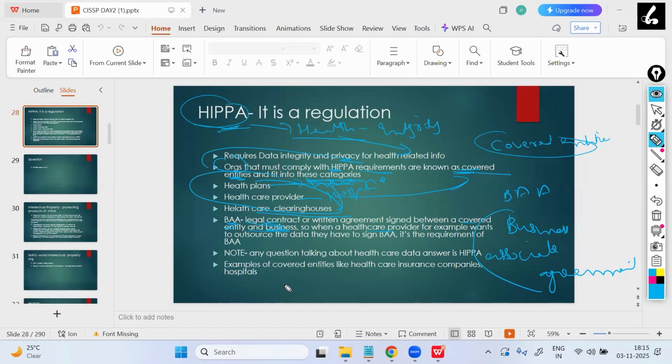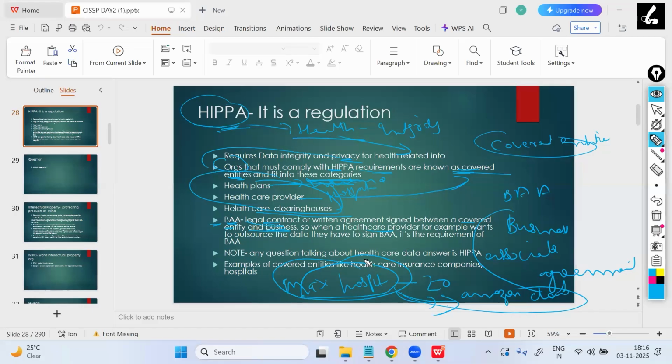So I am a healthcare provider. Let's suppose I am Max Hospital. Let's suppose I run a chain of 20 hospitals under Max Hospital. Now I want to outsource my data to Amazon Cloud. I will keep all my data on the Amazon Cloud. To do that, I have to sign a BAA. It's a legal contract signed between my company, the healthcare provider, and Amazon. This is the requirement of HIPAA.